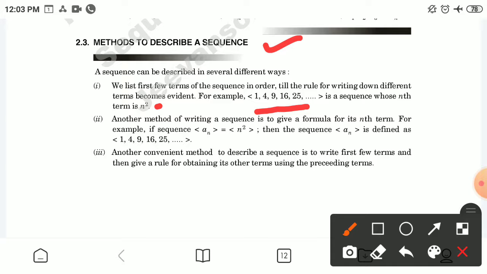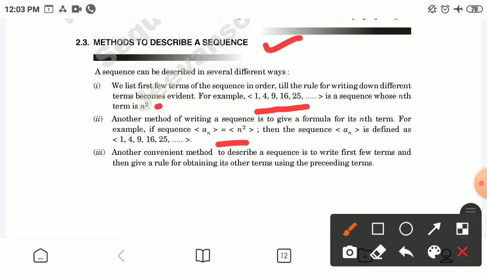Another method of writing a sequence is to give a formula for its nth term. For example, a sequence a_n equal to n square, then the sequence a_n is defined as 1, 4, 9, 16, 25. In this method, we are writing only nth terms.